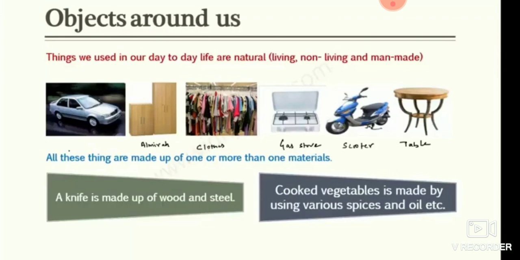Here a knife is made up of wood and steel. You are using a knife in the kitchen. It is made up of wood and steel. And cooked vegetables are made by using various spices, oils, etc. Therefore, all these things are made up of one or more than one materials. In this way, you can see many objects around us.